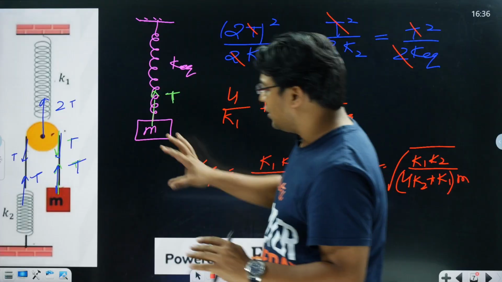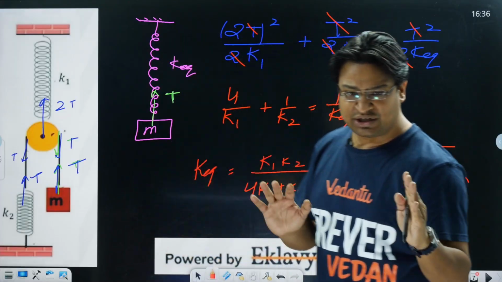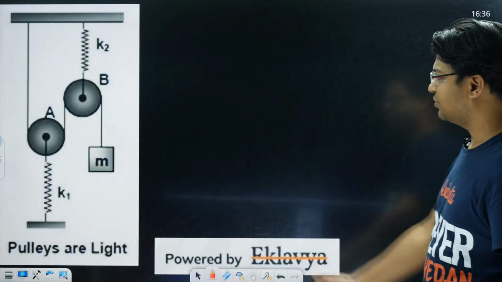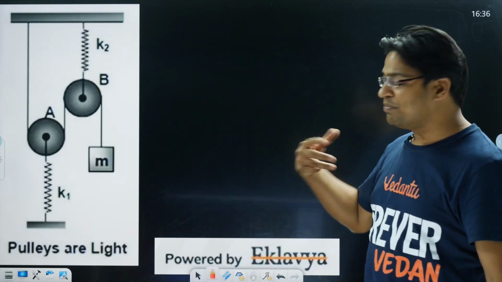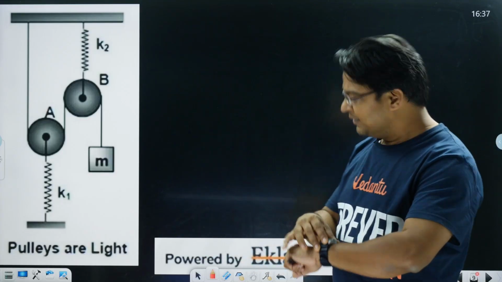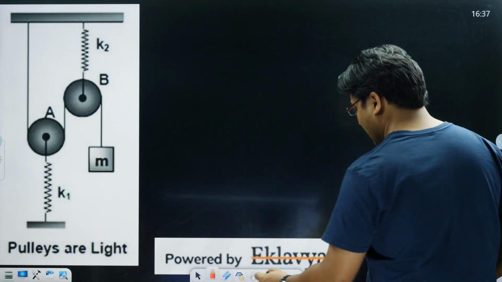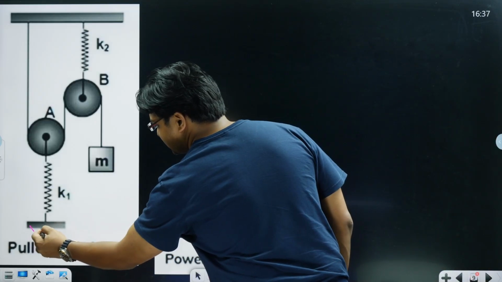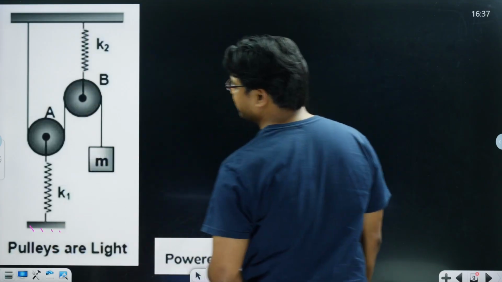So I hope you got the gist, and it does look like a very simple approach, right? We can try more questions. So here again, the complexity level will go on increasing gradually. Here again, I want to find out the omega of this system. We have a single mass. This is a fixed place. This is fixed. We have a single mass.